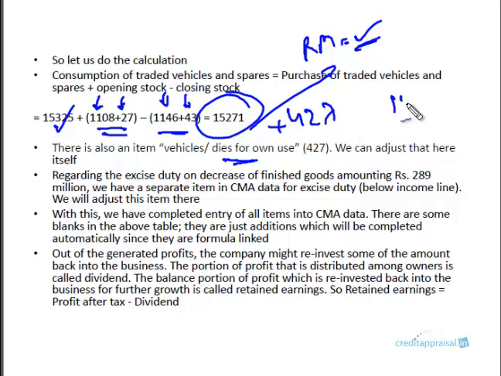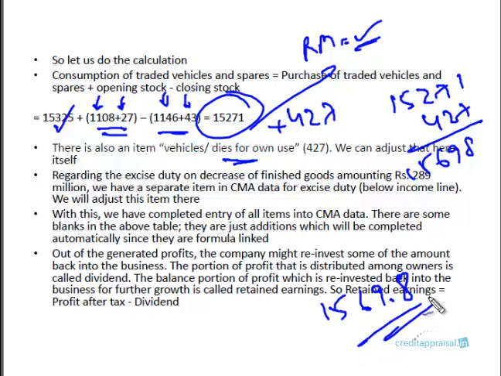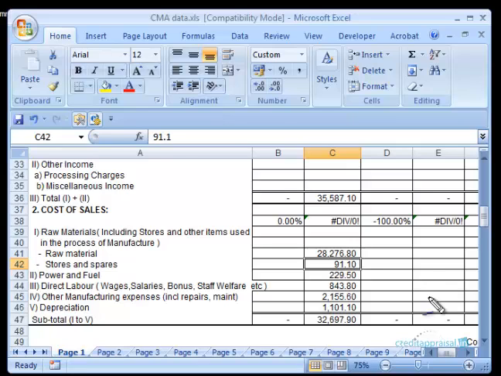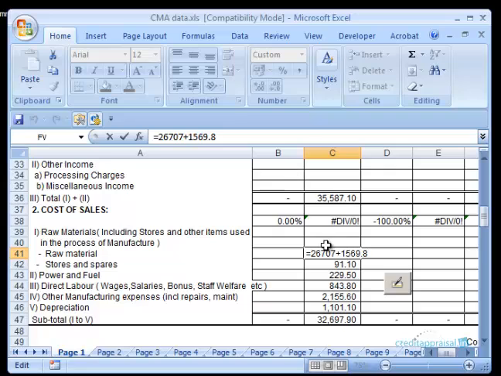So 15271 plus this 427 will be 89615, so 1569.8 crores. This amount, let us add to the raw material consumption. Already we had a figure of 26707, which we considered in the earlier segment while discussing raw material consumption. To this we are now adding the traded goods and the spare parts and traded components, right? So raw material consumption got updated to 28,276.8 crores.